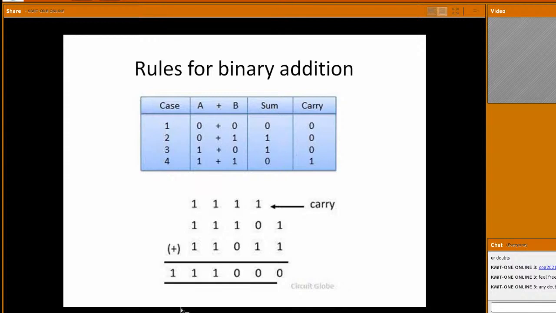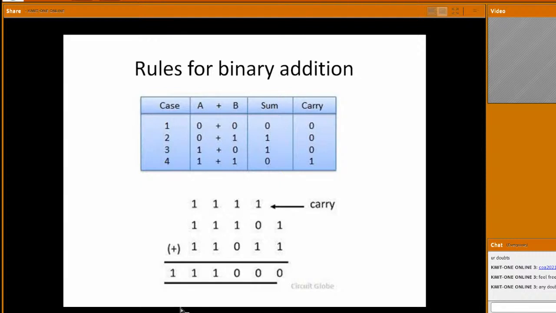Before we move on to the arithmetic micro operations, we need to know how binary addition and binary subtraction are to be done. Once you know how to perform binary addition, you can easily calculate binary subtraction.